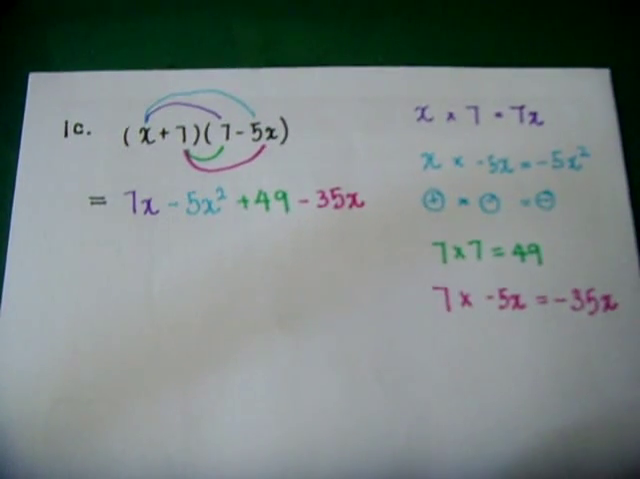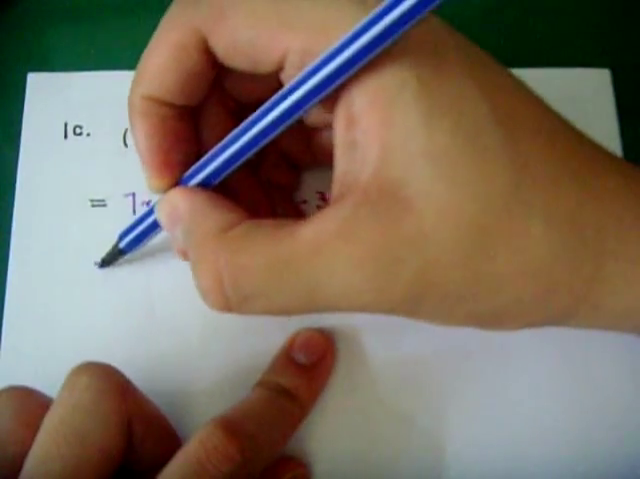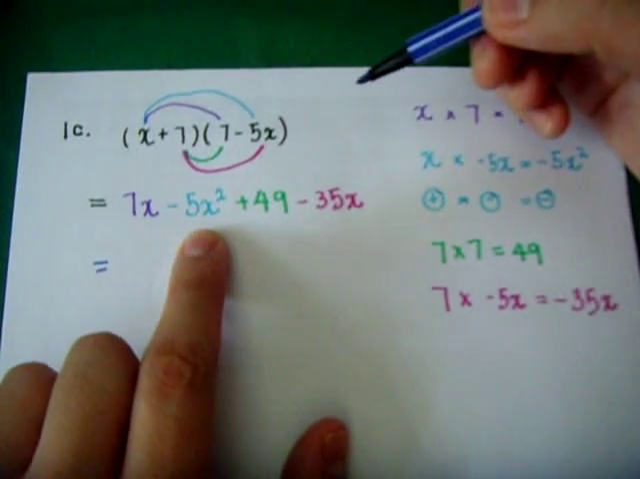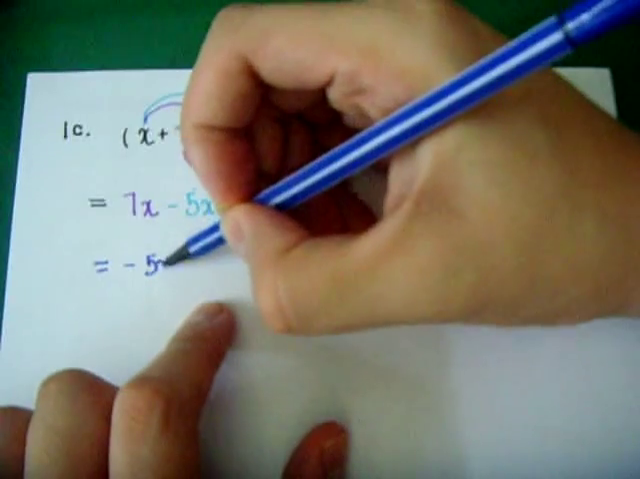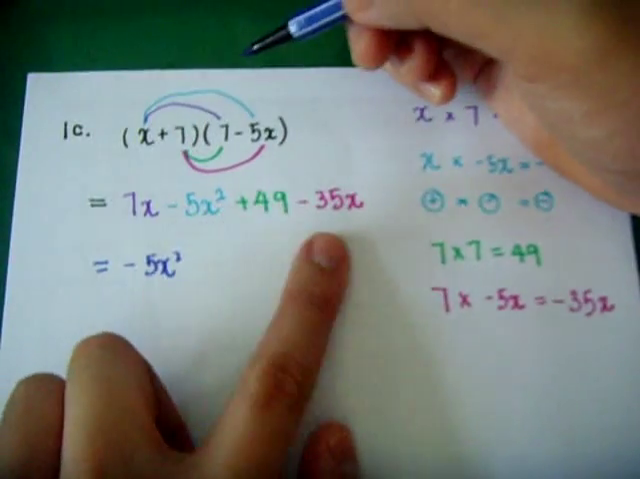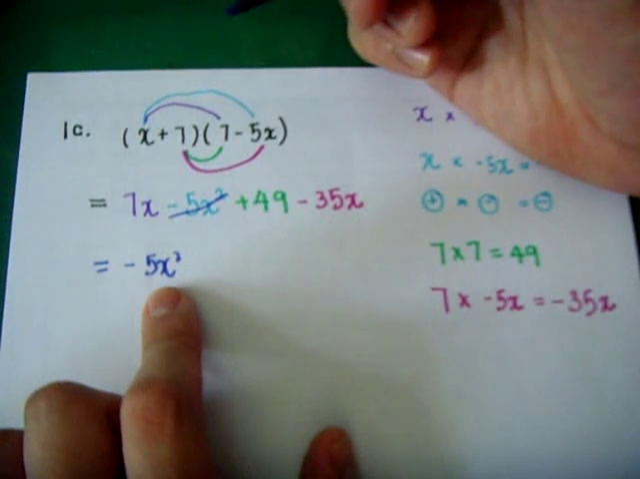This is not our final answer yet. We need to group the similar terms together. So let us see what we have. For the x squared term, I only have one, negative 5x squared. There's no other x squared term, so I just copy it down here and I cross it out so that I don't confuse myself.